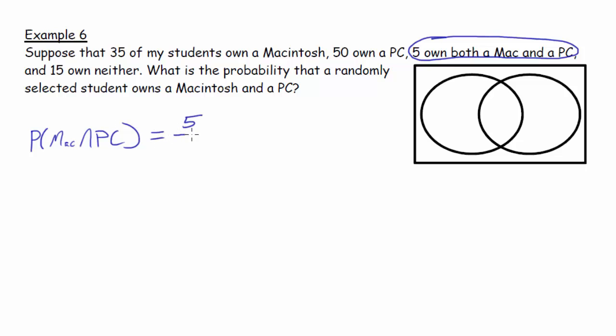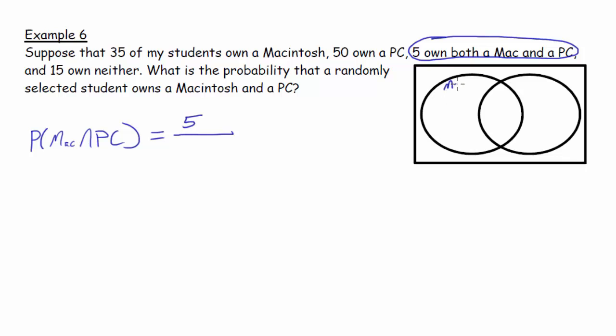So the probability that we own a Mac and a PC. Well, that's 5 students out of, well, how many students am I teaching here? Well, here's what most of you guys are going to do, which is incorrect. You would just add up, well, I have 35, 50, 5, and 15. So if I add those up, I would get 85, 90, 105 students. But see, I ended up counting some people 2 or 3 times. Because see, these 5 here are included in the others. So one way to represent this is to draw a Venn diagram.